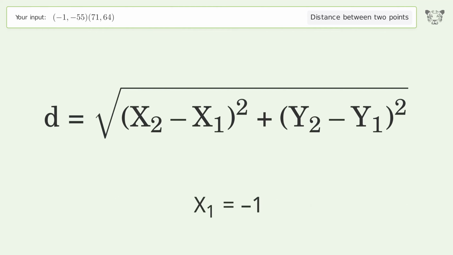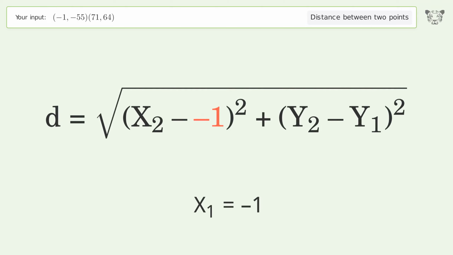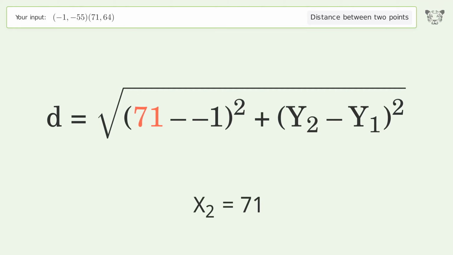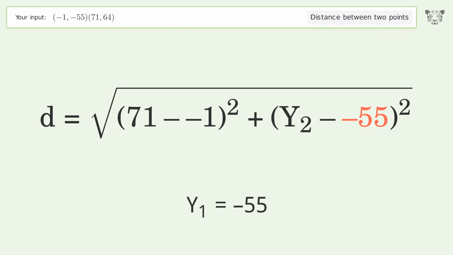x1 equals -1. x2 equals 71. y1 equals -55. y2 equals 64.